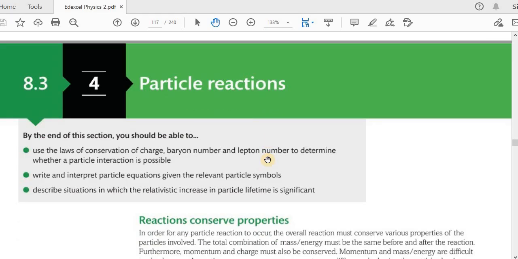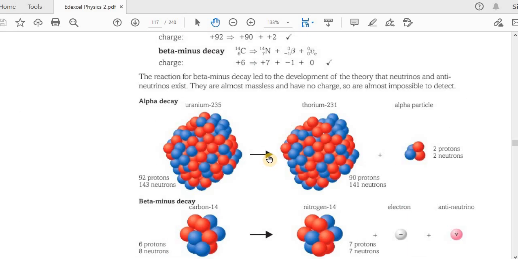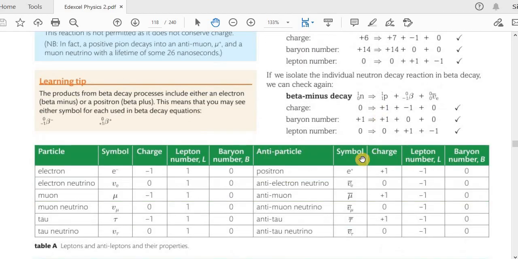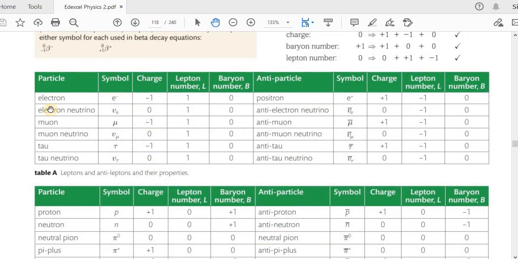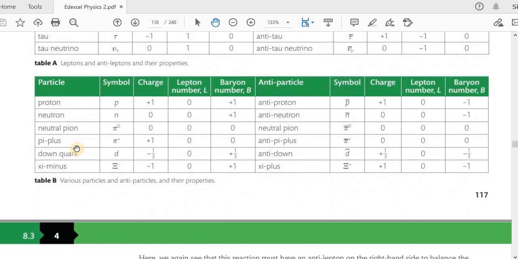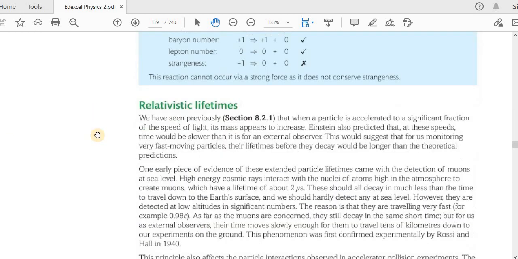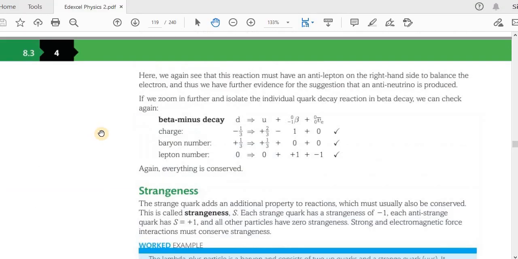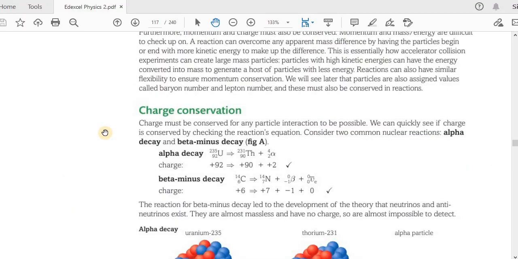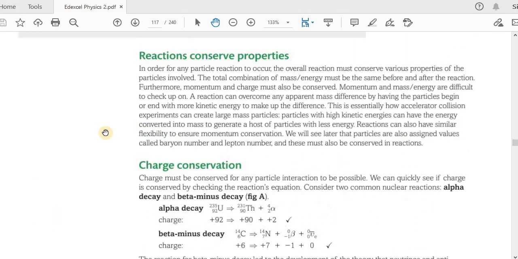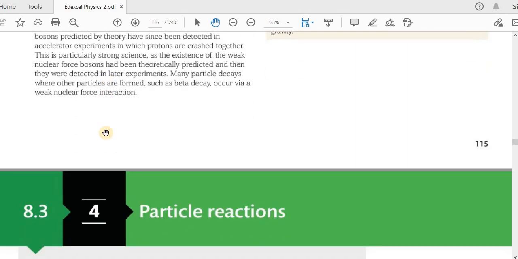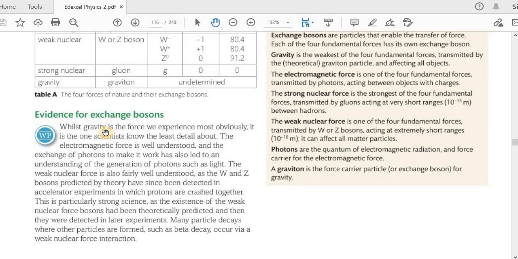Next we will see particle reactions like beta minus decay, beta plus decay and alpha decay, and what happens there. You can also see the particles here. Remember the 6 leptons, and then various particles and antiparticles and their properties. You can see the different letters being used. That's why I told you even the Greek letters are important, because we use them for these particles. Alright, we will end that here. Next we will see chapter 8.3 part 4, or chapter 8.3.4, particle reactions.